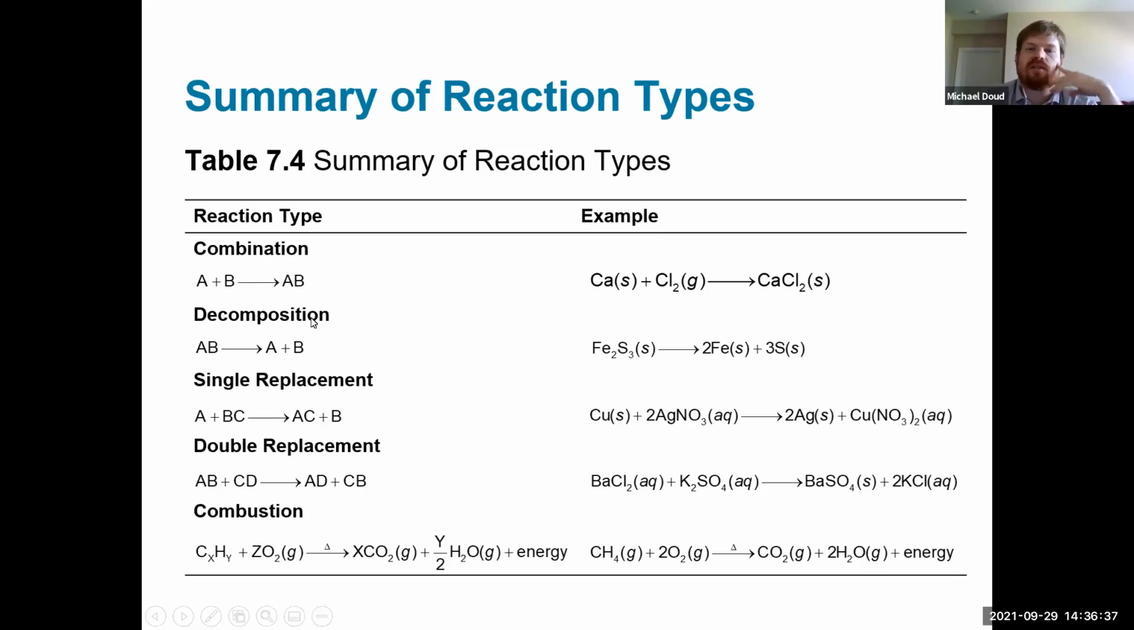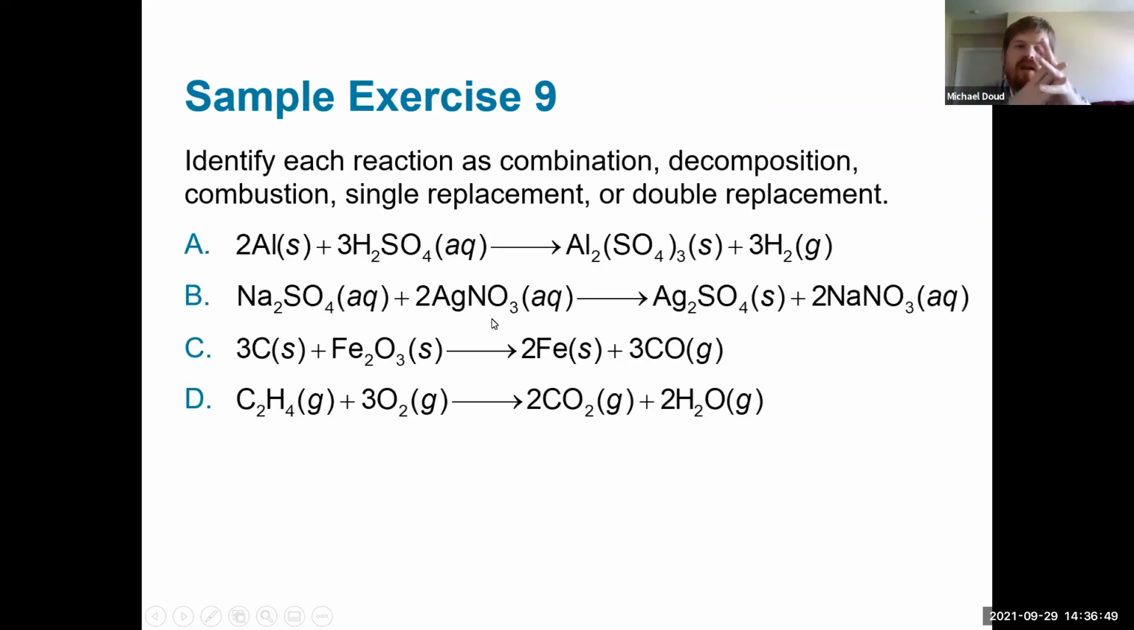Okay, so there's our reaction types, right? So we've got combination, decomposition, single replacement, double replacement, and combustion as our 5 types of reactions. And we're about to add oxidation reduction, but hold on to that. Okay, so we're finally ready for sample exercise number 9. For A through D, classify each of these as either combination, decomposition, combustion, single replacement, or double replacement.